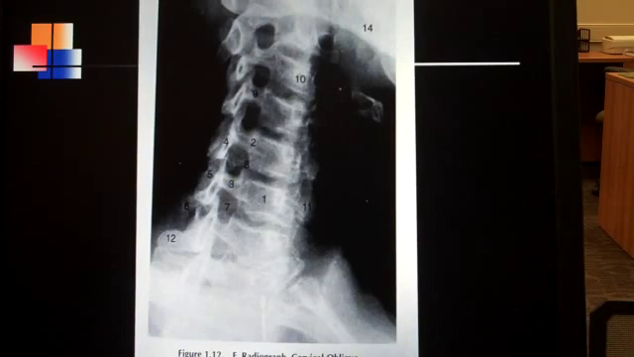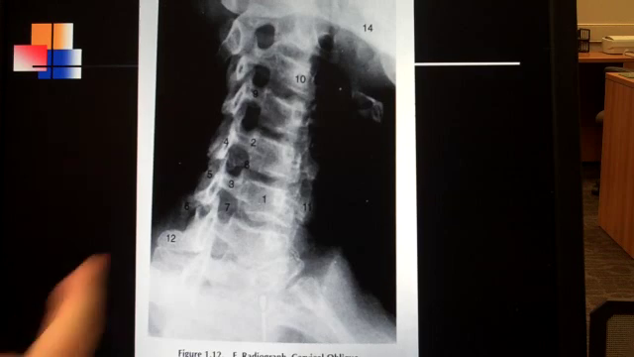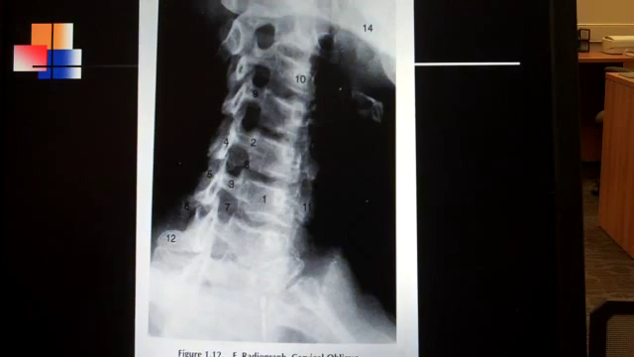And so this film is taken primarily for one reason and one reason only, and that is to look at the condition of the IVFs in the cervical spine. Now you know that what is coming through that IVF is a nerve root, and so if you see an encroachment of the foramen, then you know that you have a problem at the level of the nerve root.